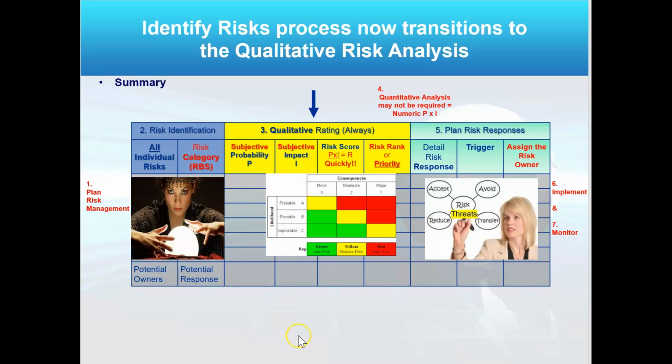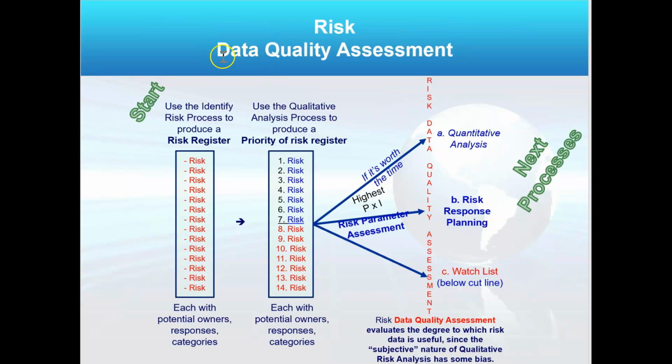What if I'm building a house in a hurricane zone and I just started and the hurricane is 5 days out? I'm going to skip quantitative and go right to risk response planning. Then I will implement risks and monitor them. Now here's what that looks like.